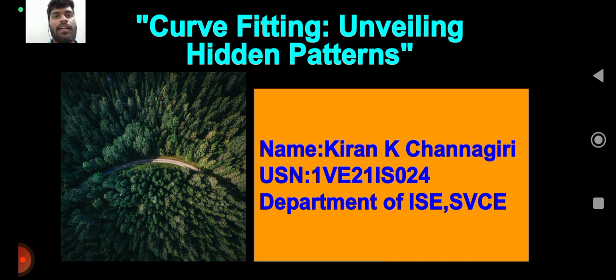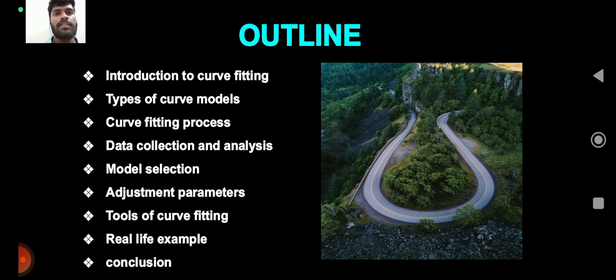And I have given a simple diagram where in the forest a road is passing, and we can assume the concept of curve fitting with the help of this diagram, where while building the road, we add some constructing materials. One example is stone. We can assume this as the data and the road as a curve, and we will study about this in the further slides. And first, let us see the outline.